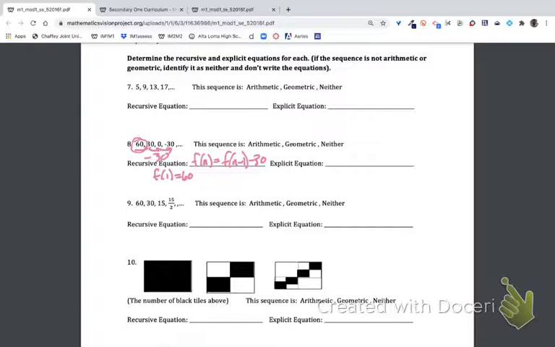For the explicit equation, we have f of n equals our first term plus our common difference, which is minus 30, times n minus 1.